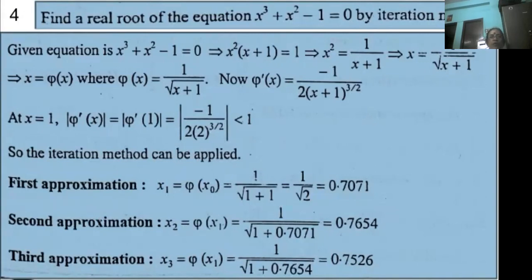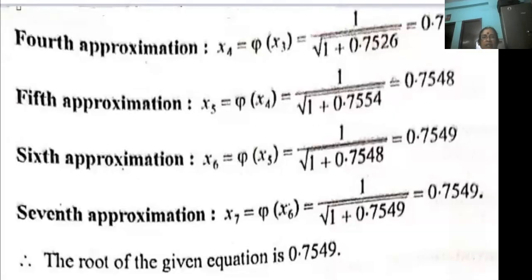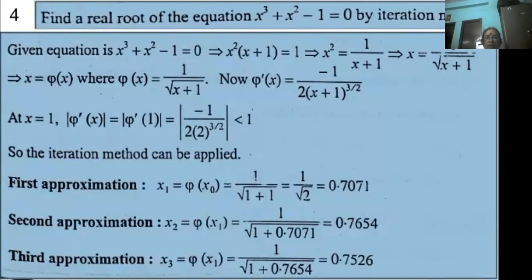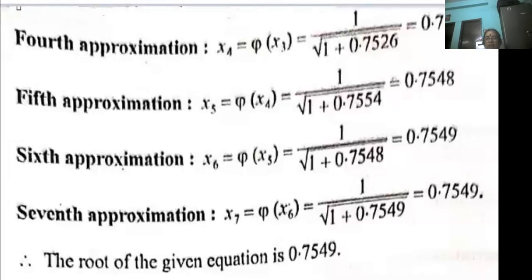Now, at x is equal to 1, phi dash x becomes phi dash of 1 equal to minus 1 by 2 into 2 whole to the power of 3 by 2, that is less than 1. So the iteration method can be applied. The first approximation is given by x1 is equal to phi at x naught, that is 1 by square root of 1 plus 1, that is equal to 1 by root 2, that is equal to 0.7071. Similarly, the second approximation is given by x2 is equal to phi at x1, that is once again 1 by square root of 1 plus 0.7071.